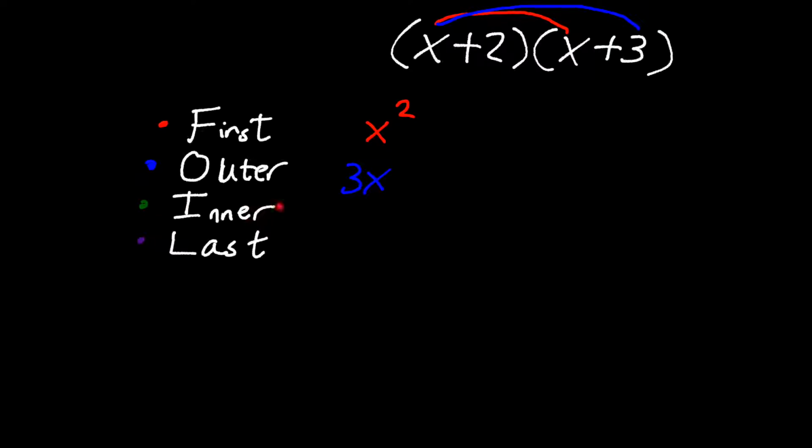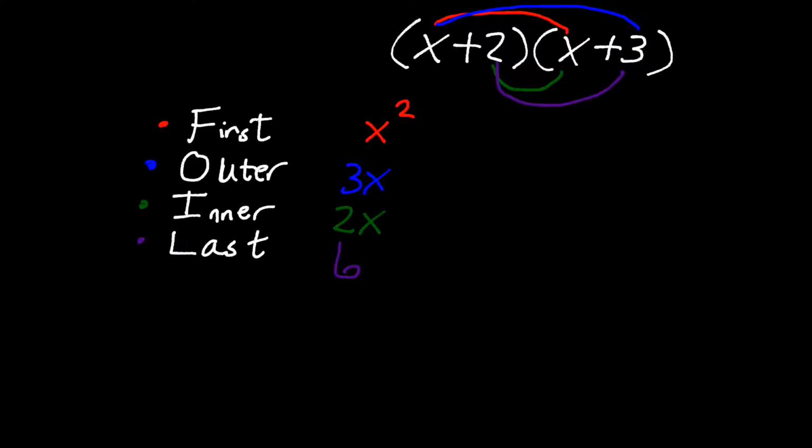Next we have the inner, which is the numbers that are not the outers, 2 and x. So I have 2 times x, which is 2x. And then lastly, we have the last numbers. The last numbers are the last in each of the parentheses. So I have 2 times 3, which gives us 6.